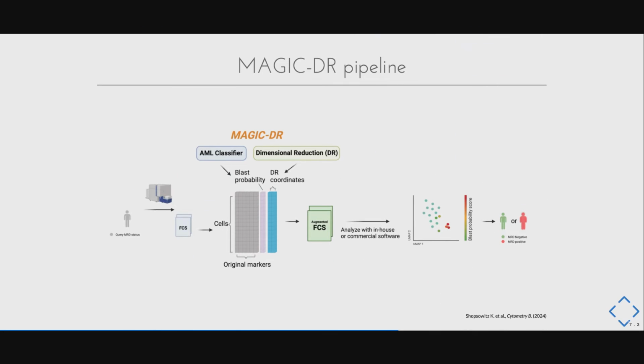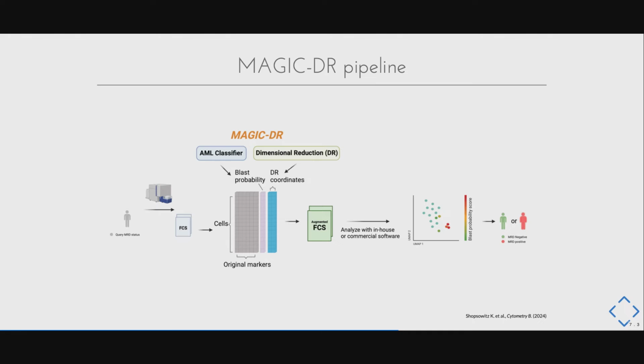So the MagicDR consists of classifiers and the dimensionality reduction module. The classifier will give each cell a tumor probability or AML probability score, and the dimensionality reduction module performs UMAP analysis.